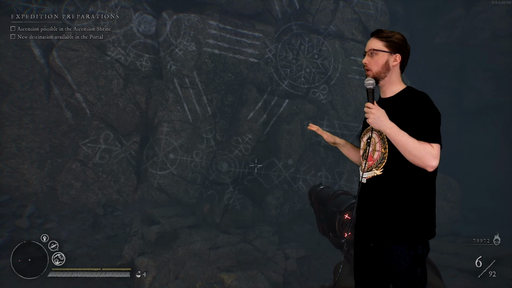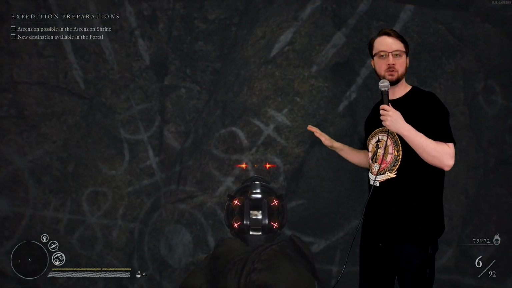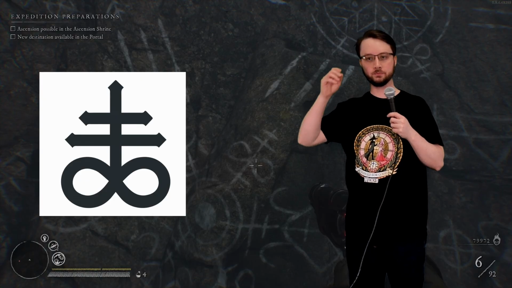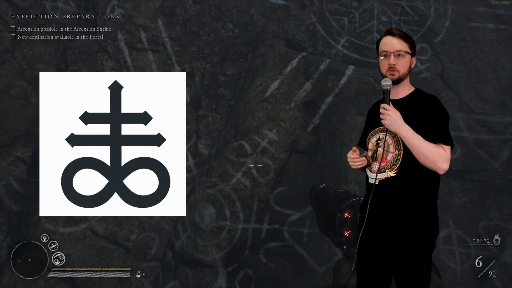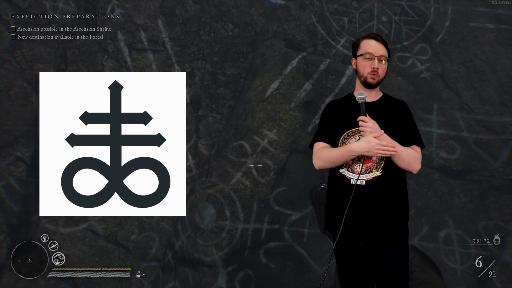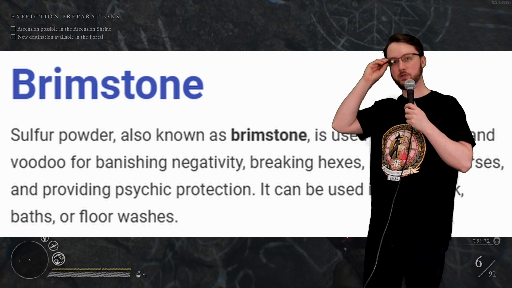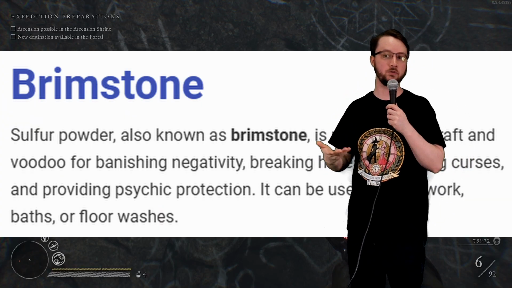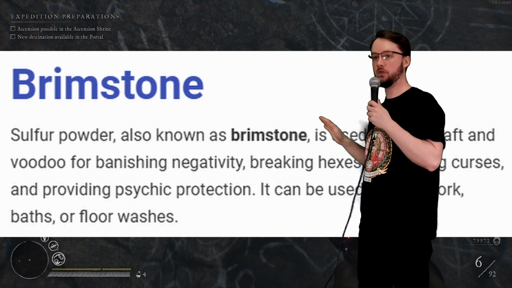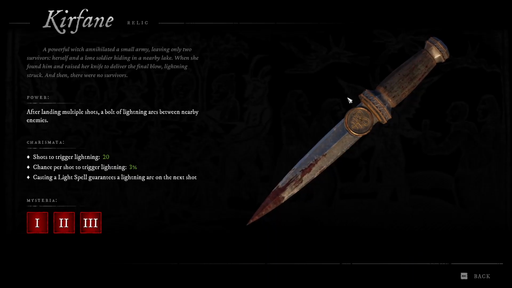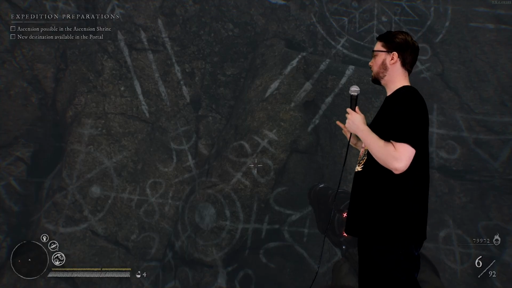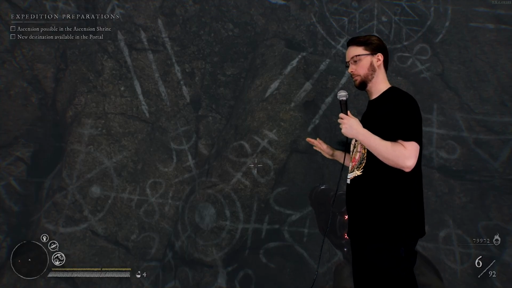The only symbol on this wall that I fully understand its reasoning for being there is the Leviathan cross, or Satan's cross, because it's also the alchemical symbol for black sulfur or brimstone, which is associated with hell. Brimstone is used in Wiccan traditions for magical protection, breaking hexes, and other stuff like that. So at least all that makes sense. Plus it's also the symbol found on the Kirkvane and the Book of Serpents. So now can we please move on from these walls?